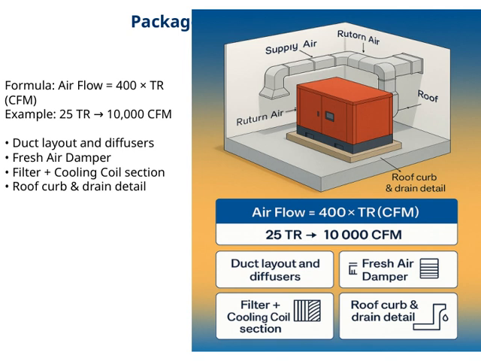Finally, we have the roof curb and drain detail. The roof curb supports the unit securely on the roof, and the drain detail ensures proper drainage to prevent water accumulation and potential damage. Altogether, these components form a comprehensive package unit design that supports efficient, reliable, and healthy indoor environments, aligning with our overall goal of creating optimal building systems.